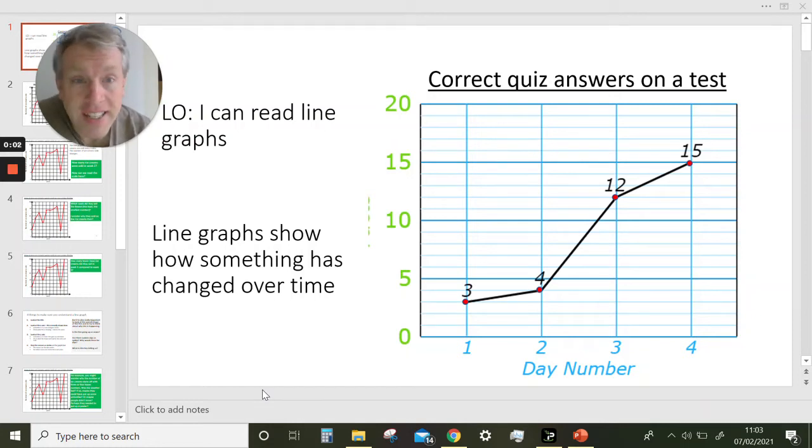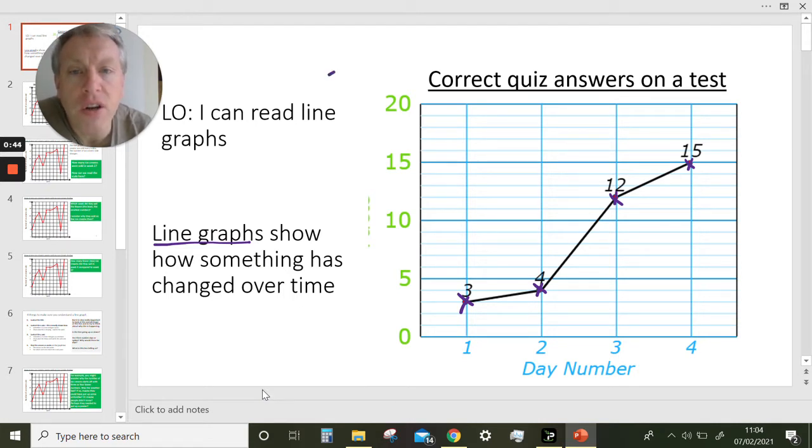Hello everybody, it's our second lesson about line graphs, and yesterday we learnt the key idea that line graphs, which are these graphs with, can you see here, we've got these data points, so things that we have measured, we put them onto a grid, onto a graph, and we then connect them with these straight lines. And a line graph shows how something has changed over time.